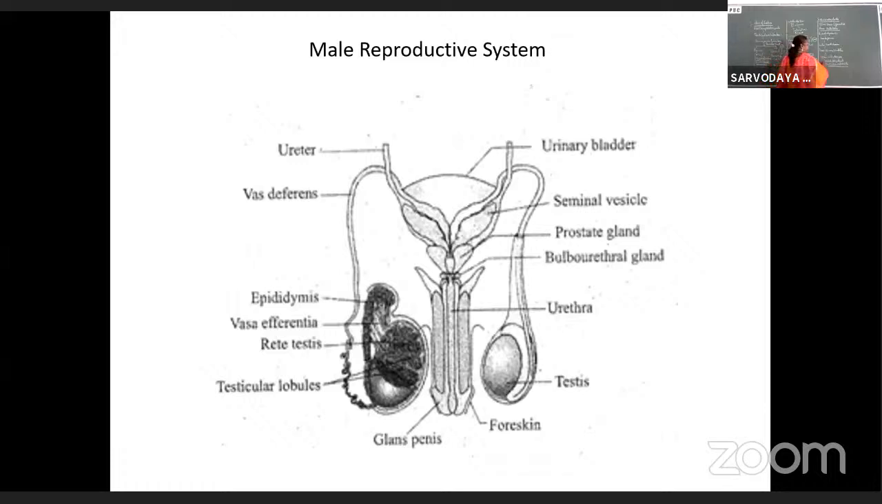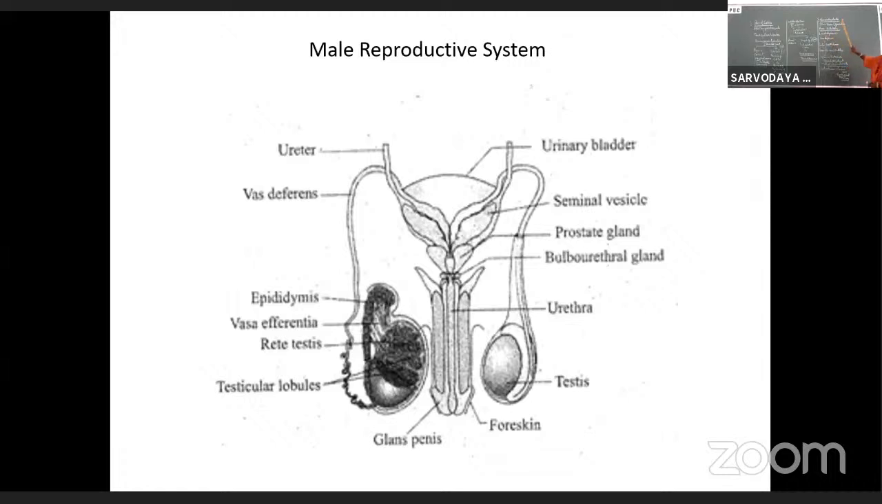The urethra, please remember, further continues into the penis, and it opens to the outside as the urethral meatus. What is the opening referred to as? Urethral meatus. So, accessory ducts, what does it include? It includes rete testis, vasa efferentia, epididymis, and vas deferens.